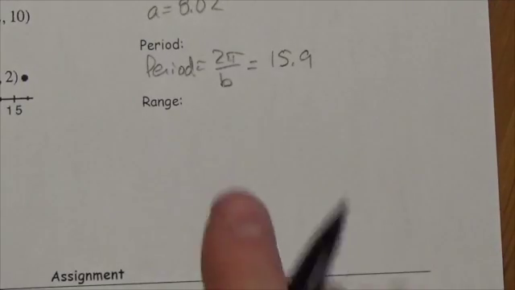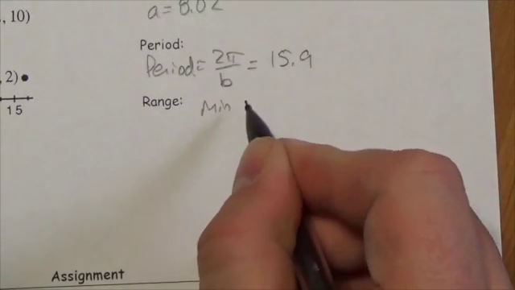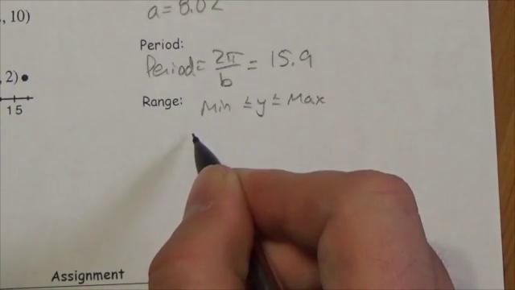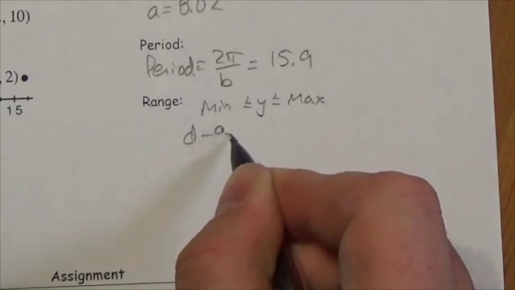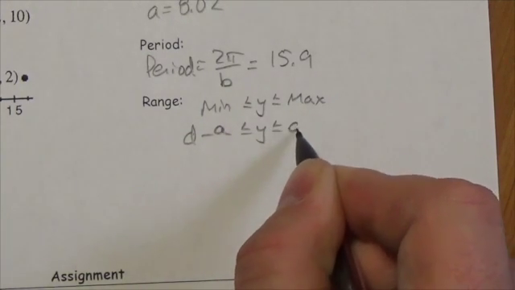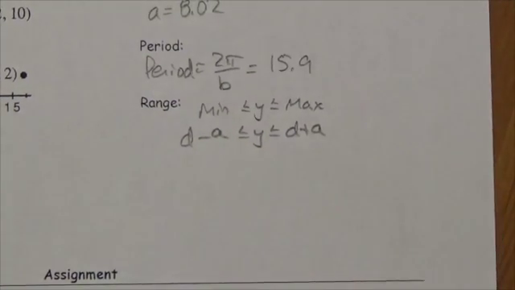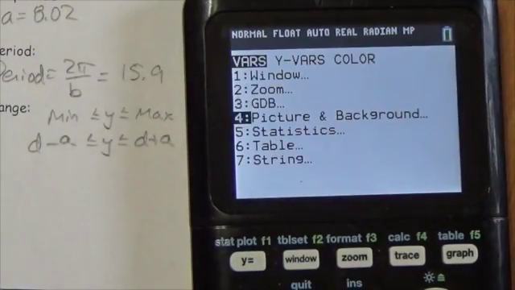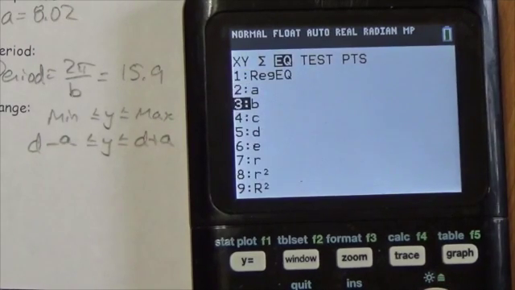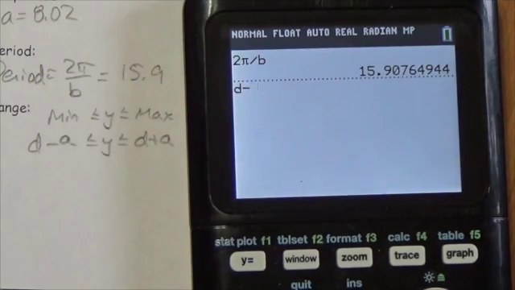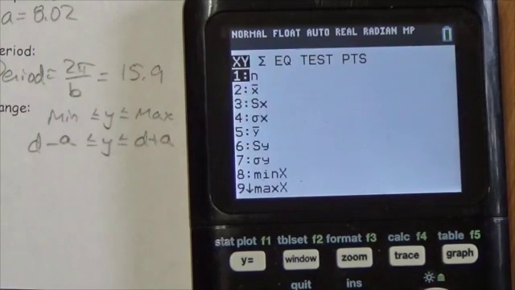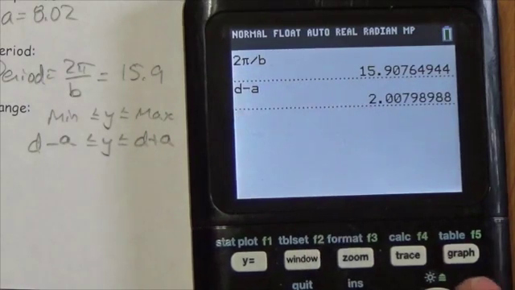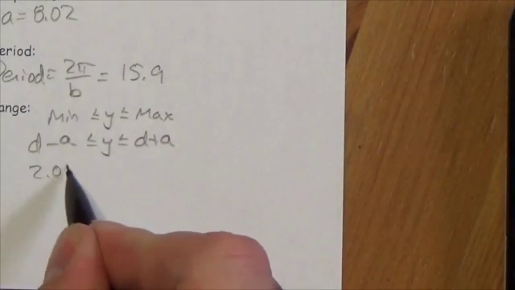Now finally the range. Now remember, think of it like this, the min is less than or equal to y out to the max. The min is going to be the d value minus the a value, and the max will be the d value plus the a value. And again, we can go to our calculator and generate those values here by pressing vars, statistics, EQ, go down to d, minus vars, statistics, EQ. The more comfortable you get, the faster this is going to get. And to the nearest hundredth, that's going to be 2.01.